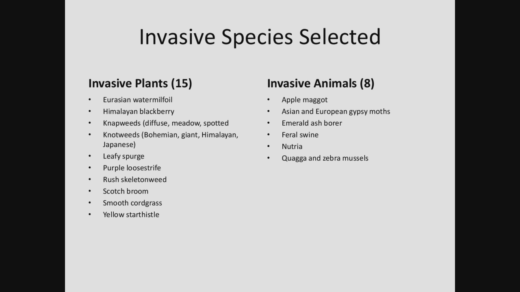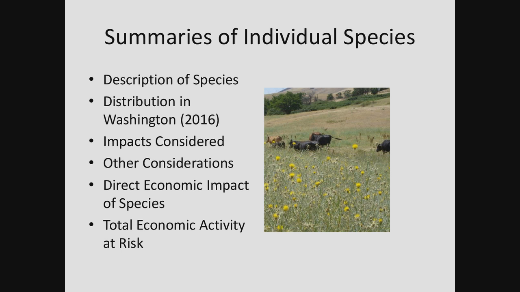And what we did is we sat down and decided we had enough money to look at about 23 species, and unlike Oregon, we decided to add some animals to that list. So those are the species that we looked at, and quagga and zebra mussel don't occur in Washington, but we still wanted to have an idea of what the impacts might be. I'm not going to go into all the detail behind it, but you can see the distribution in Washington in 2016 played heavily into our data and into doing the analyses.